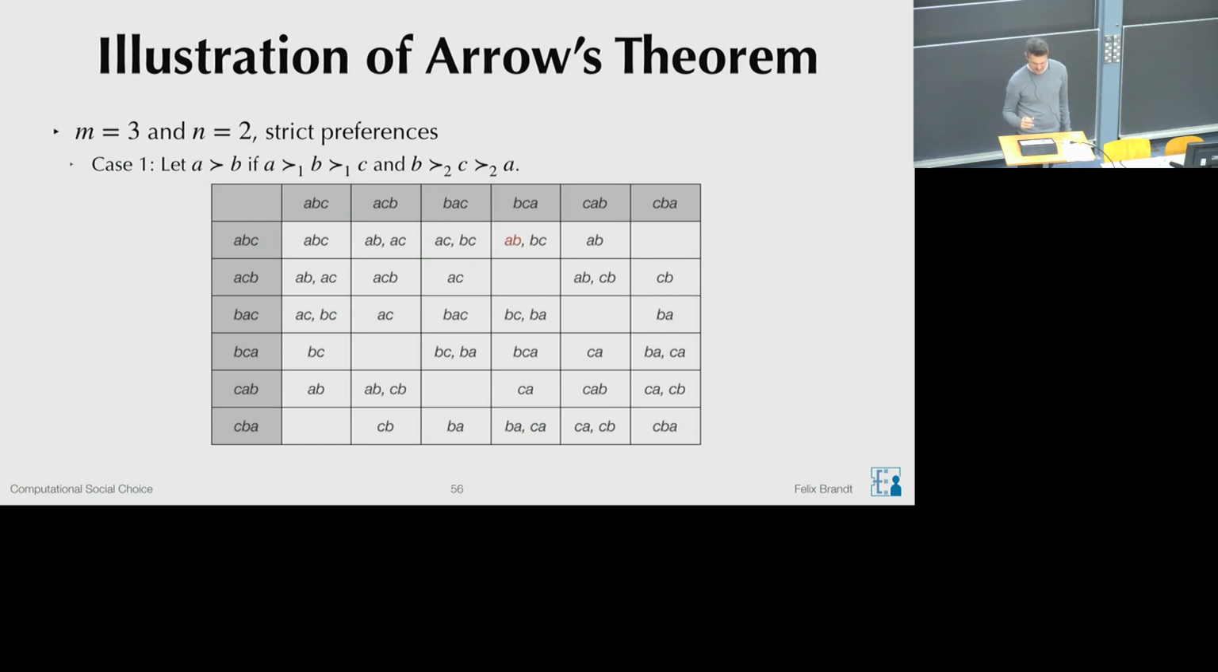So that's IIA. All the cells that have this specific color here, by IIA, get the consequence that the ranking of A and B has to be exactly the same. So we always get AB here.